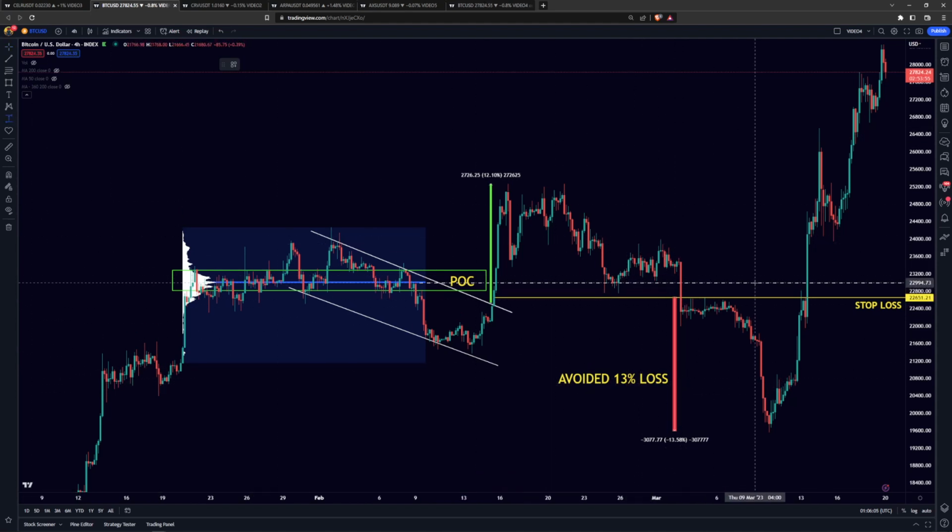Let's do a quick measure to see how much it would have been if you had entered where the point of control was, and your stop loss was just below that point of control. It only would have been a 1.53% stop.